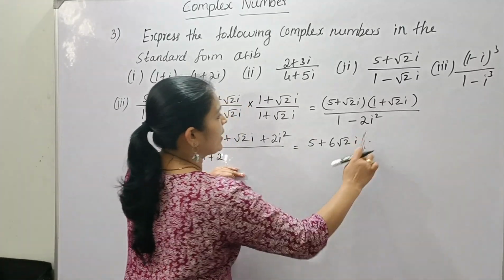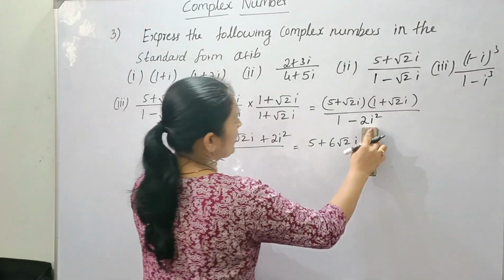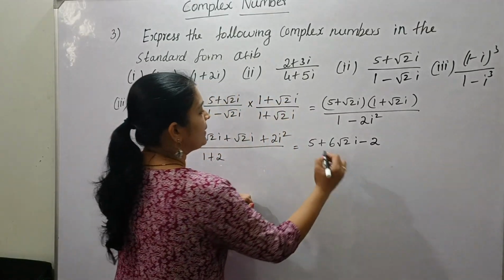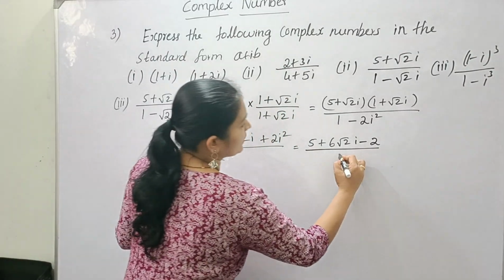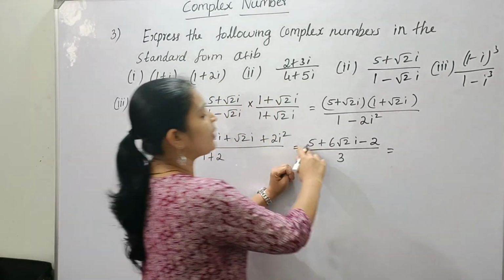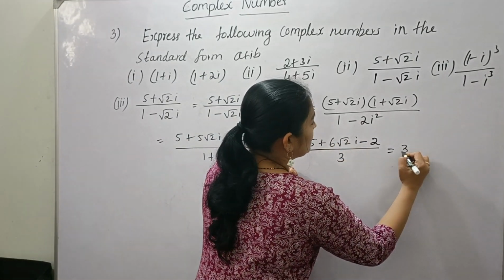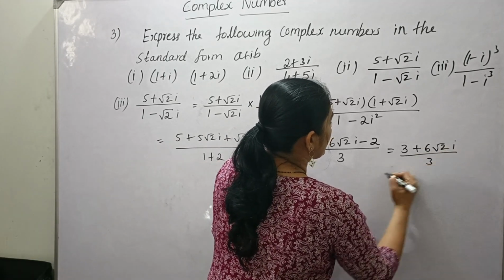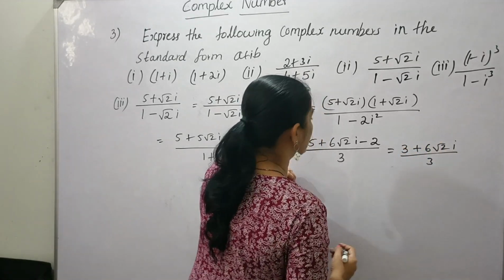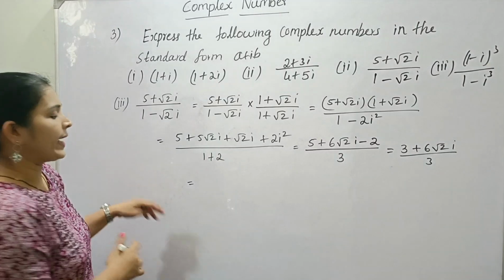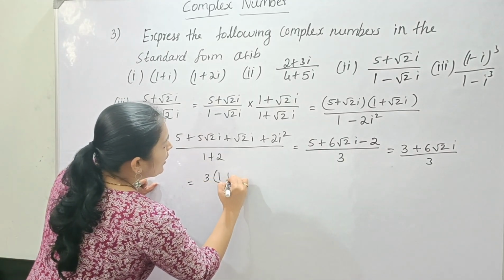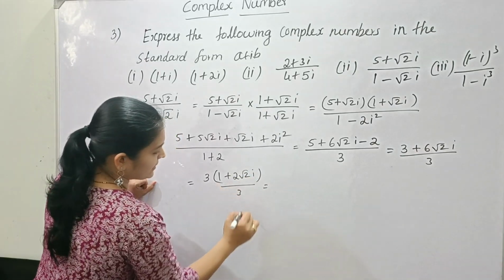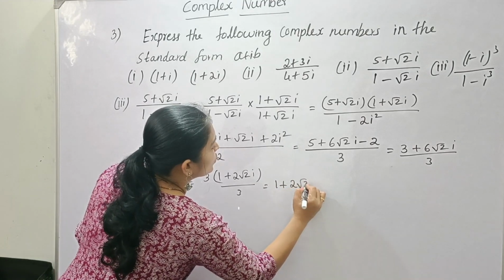Plus, here i square value is minus 1. Minus 1 into 2 becomes minus 2, right? Divided by 3. That is equal to 5 minus 2 is 3, so (3 + 6√2 i) divided by 3. Here 3 is common in both terms, so we can take 3 outside. 3 into (1 + 2√2 i) divided by 3. 3 cancelled, so 1 + 2√2 i.